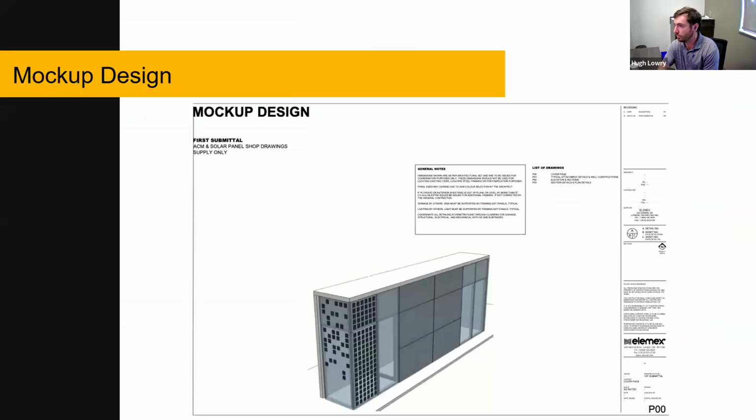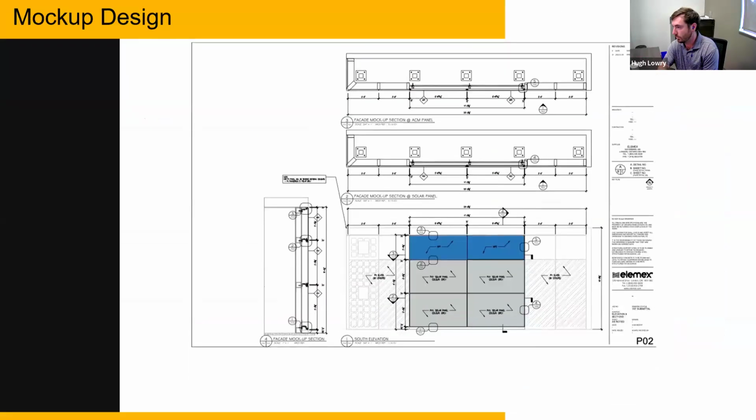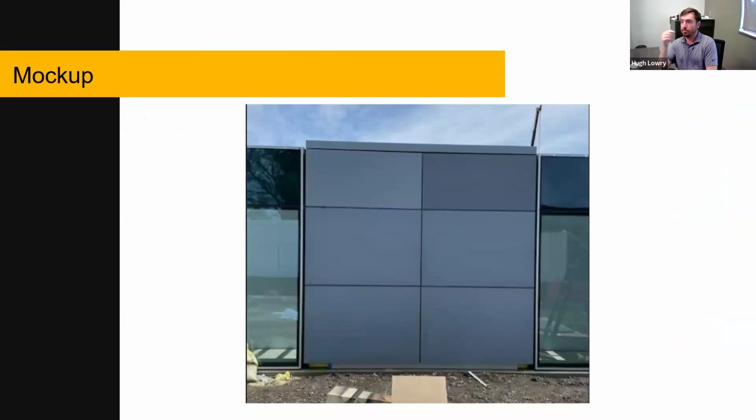Just going further into this project, we did a mock-up for this project. We are a full architectural shop, so we do all of our own shop drawings as well. So you can see some of the shop drawings there. I just wanted to jump to this. This was basically a mock-up that we did on site.